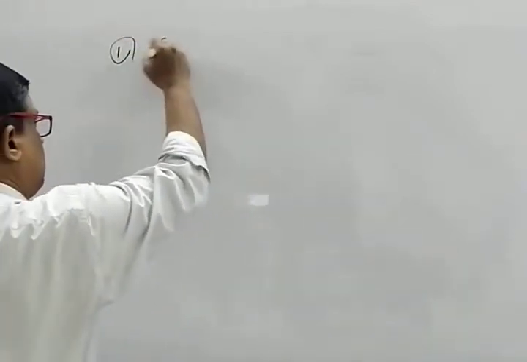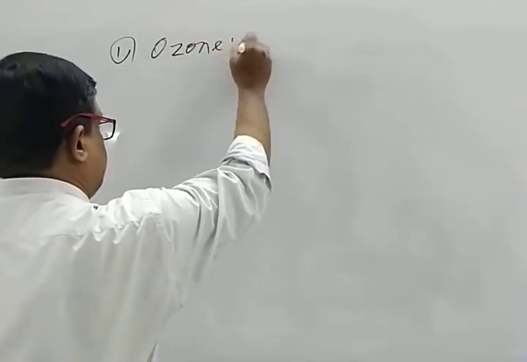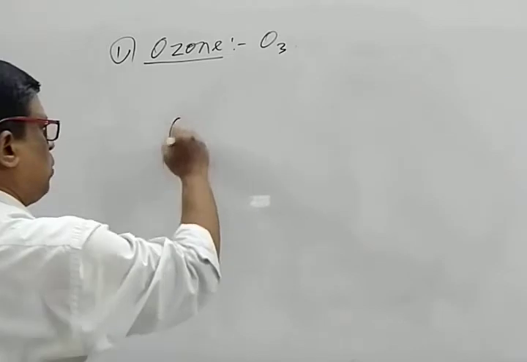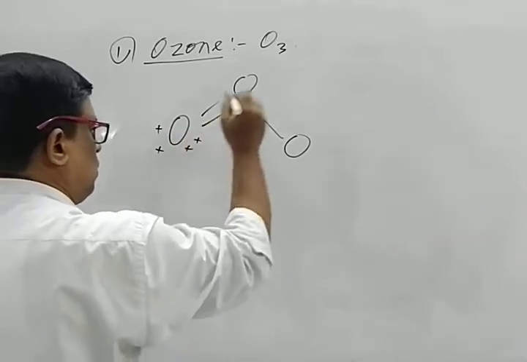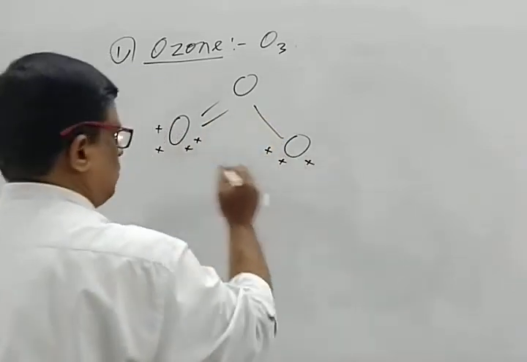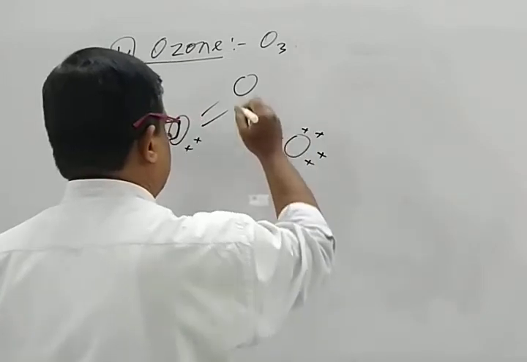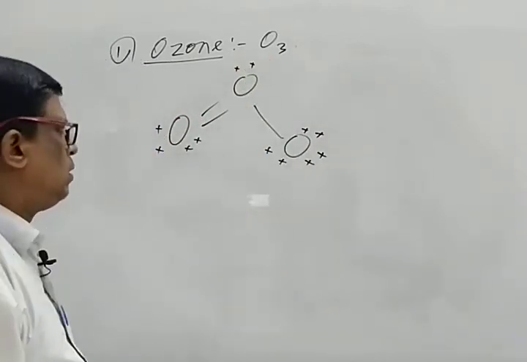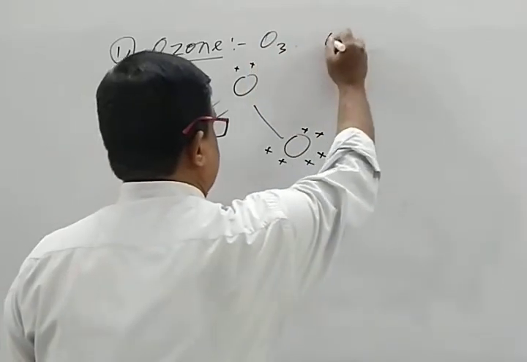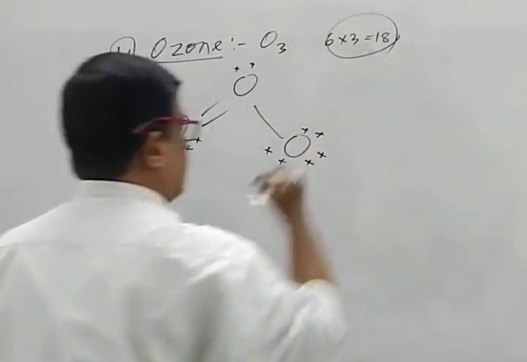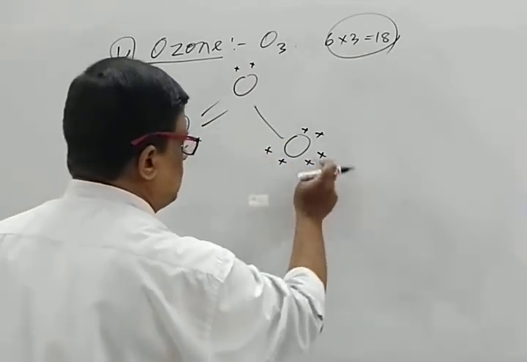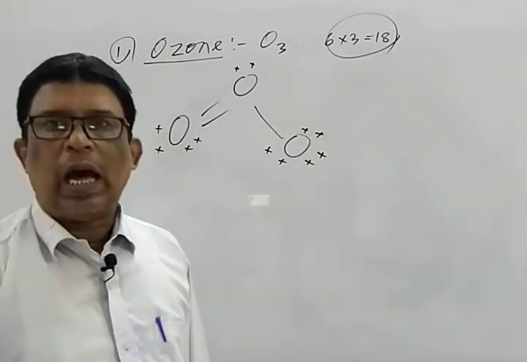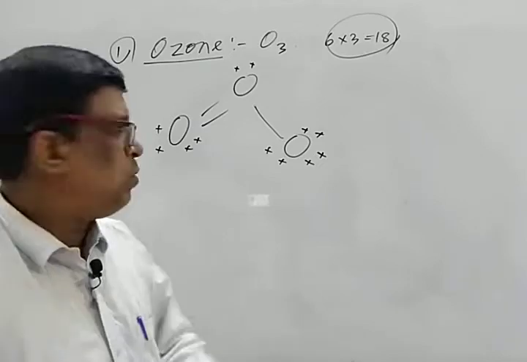Let us consider the case of ozone. First example, ozone, that is O3. Just before we write the Lewis structure for ozone, mark that. It is 2, 6. So 6 into 3, 18 electrons are there. 1, 2, 3, 4, 5, 6, 7, 8, 9, 10, 11, 12, 13, 14, 15, 16, 17, 18. This is one of the arrangements. So one other possibility is there.